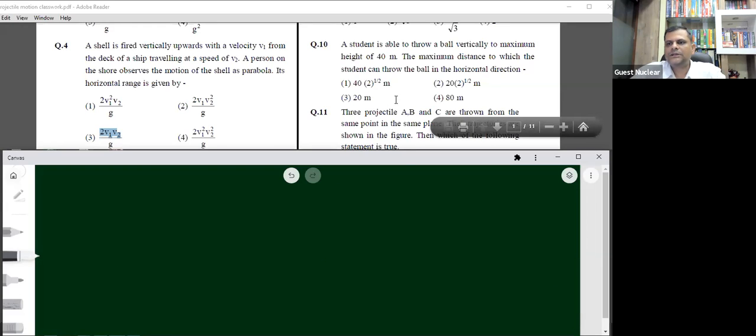Yes, see the next one, 10th one. A student is able to throw a ball vertically to maximum height of 40 meter, right? Then the maximum distance to which the student can throw ball horizontally is. तो हॉरिजॉन्टल डायरेक्शन में कितने डिस्टेंस पे वो थ्रो कर पाएगा अगर वो वर्टिकल में 40 मीटर डिस्टेंस पे अगर थ्रो कर सकता है तो.